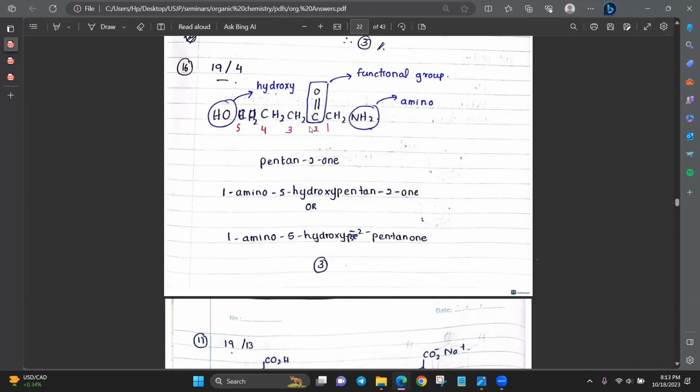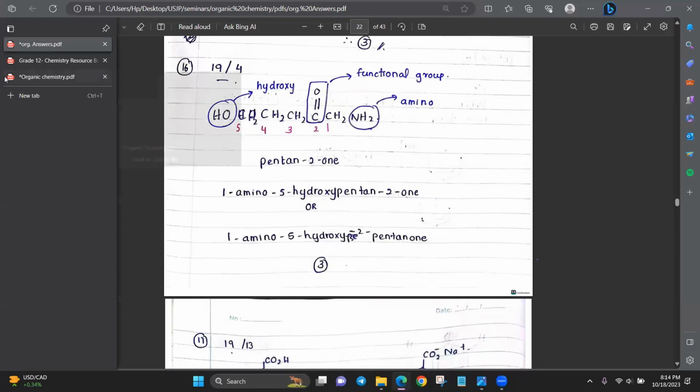Next, we are writing the stem name. What is the stem name? How many carbons are there? 5. Then pentan. This is the ketone group, so it finishes with one, O-N-E. The carbonyl group is there in the second carbon. So it is pentan-2-one. There are no double bonds, so it is not pentene or anything. Pentan-2-one, that is the stem name. Now we are going to our substituent groups. Substituent groups are amino and hydroxy. According to the alphabetical order, 1-amino, 5-hydroxy, pentan-2-one. Right? So that will give us the third answer.